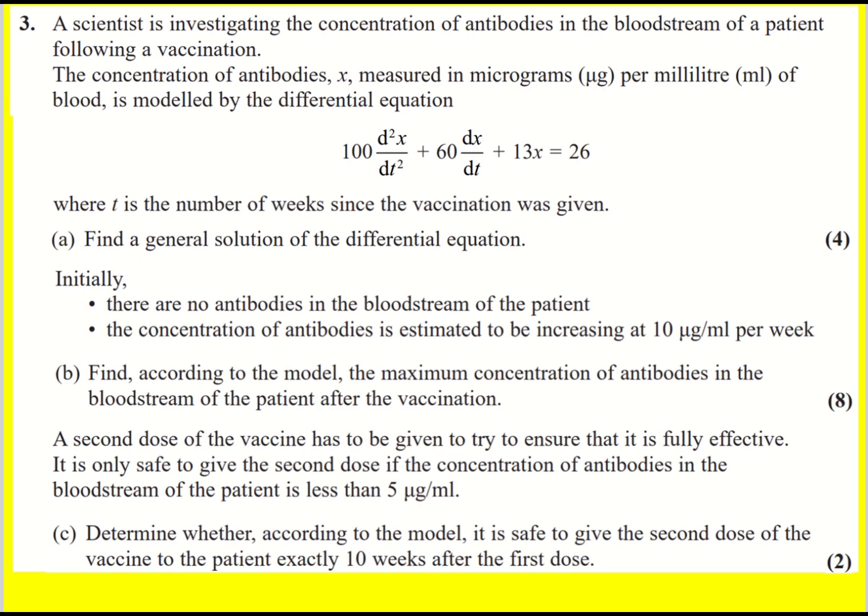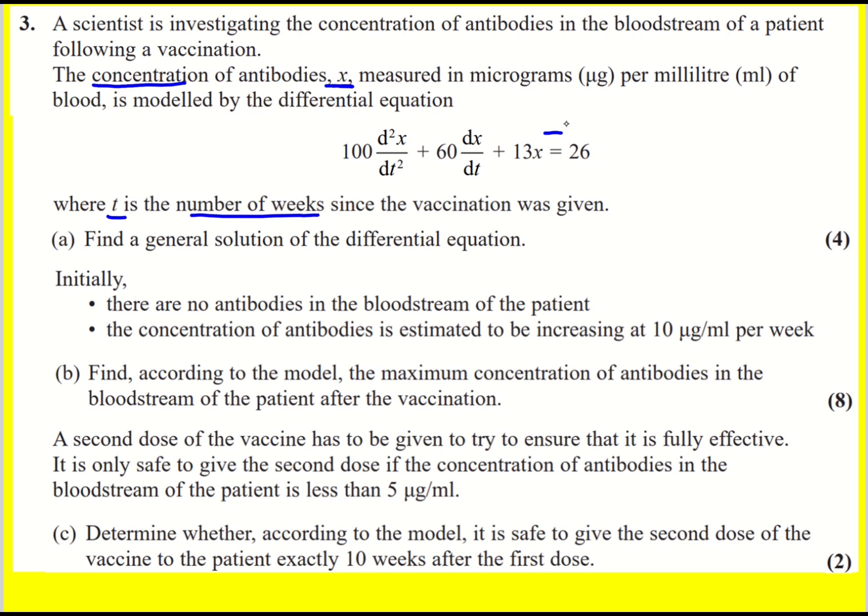Scientists are investigating the concentration of antibodies in the bloodstream of a patient following a vaccination. The concentration, x, measured in micrograms per milliliter, is modeled by this differential equation, where t is the number of weeks since the vaccination was given. We're asked to find a general solution to the equation.